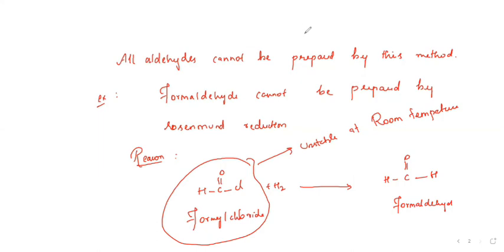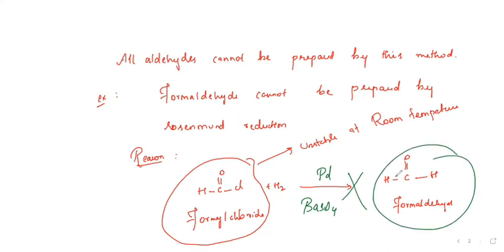Now, what is the catalyst used here? Palladium on barium sulfate. The role of palladium is just reduction, and barium sulfate acts as a catalytic poison to prevent further reduction of the aldehyde. Except formaldehyde, the remaining aldehydes can be prepared by this Rosenmund reduction.